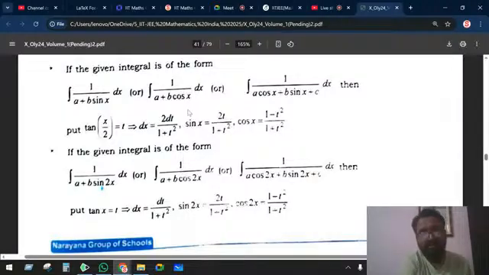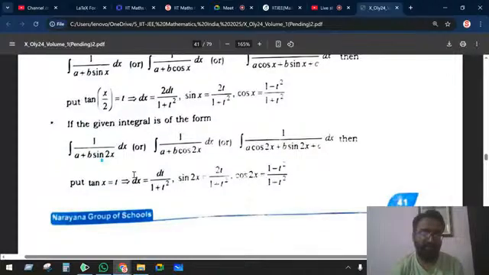So whenever you see these kind of things, you have to remember: tan x by 2 is t, sin x is 2t by 1 plus t square, cos x is 1 minus t square by 1 plus t square. You have to remember it directly like this, not these derivatives and all. Whenever tan x by 2 is equal to t, sin x is 2t by 1 plus t square, cos x is 1 minus t square by 1 plus t square. You have to remember.